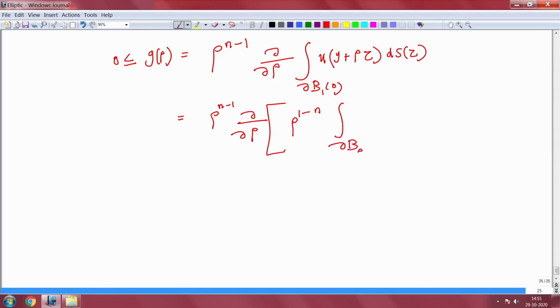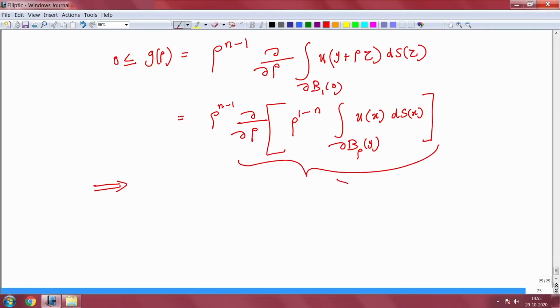I get the integral over the boundary of B rho of y, of u of x ds of x. That is a kind of trick, you keep on using it, and this is positive, rho is positive. So this implies this derivative is positive, because this is already positive. So this implies that this quantity is positive. That is a nice thing.